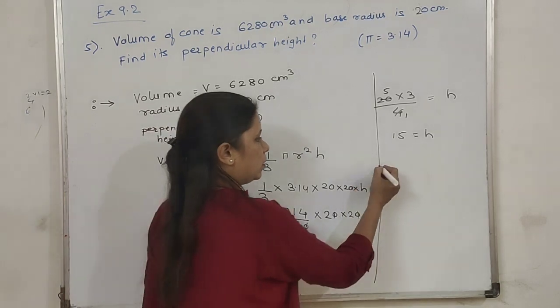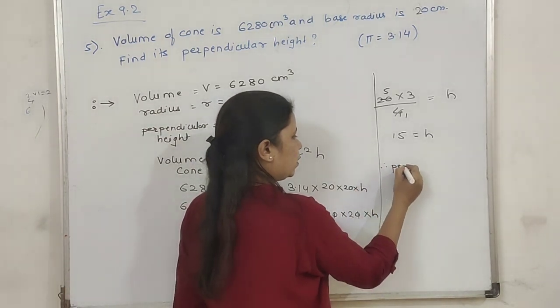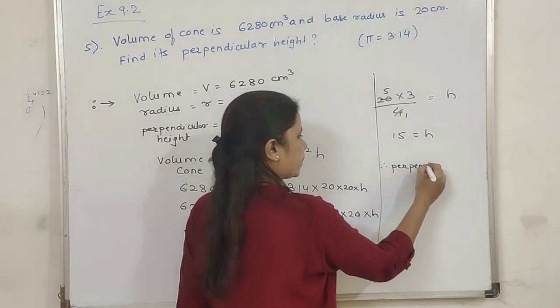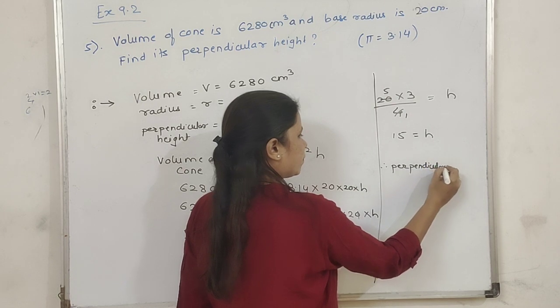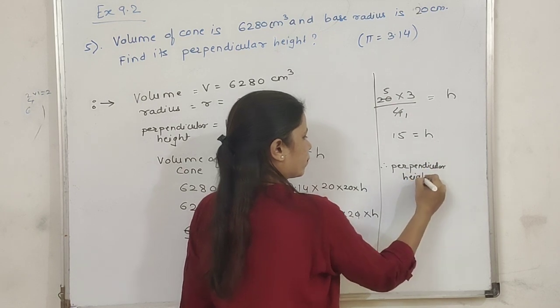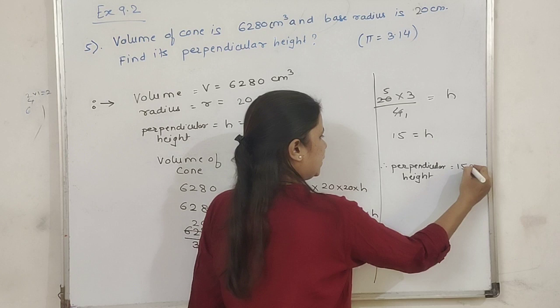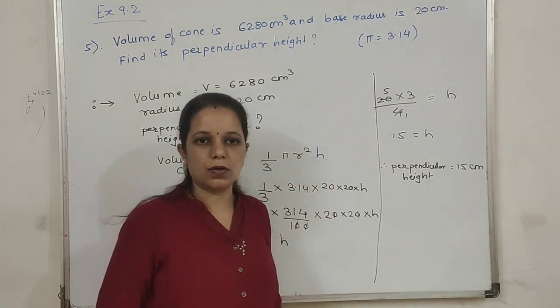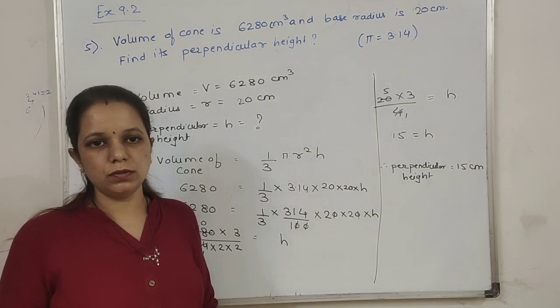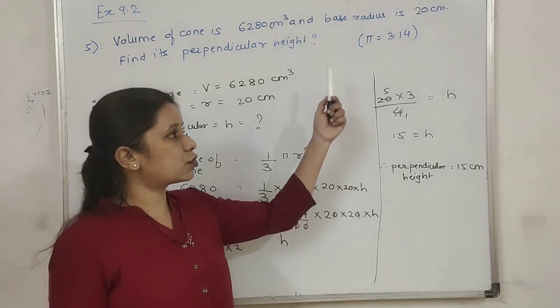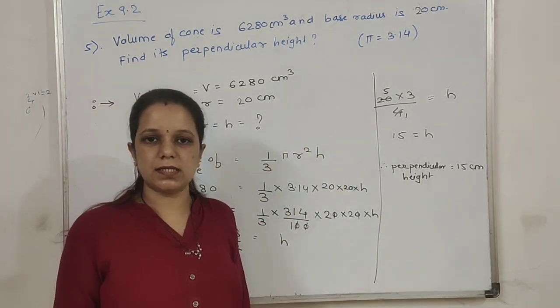So therefore, perpendicular height is equal to 15 centimeter. Okay. Please note down the correction. Radius of the base, we will take it as 20 centimeter.